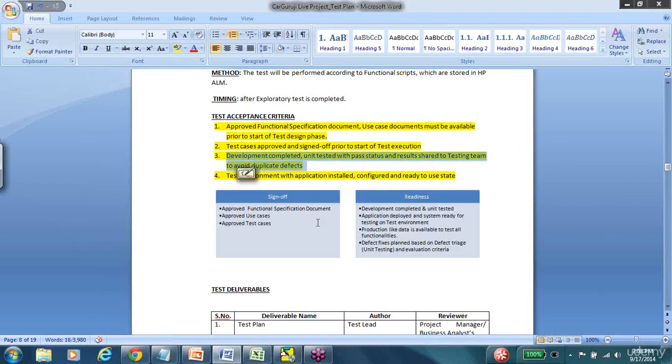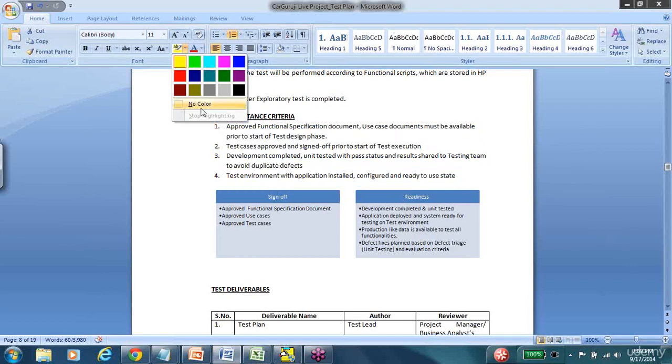The development is completed, unit testing has passed, and the results are shared to the testing team. Now this is specific to one of my projects, but it does not have to be the norm in all cases.